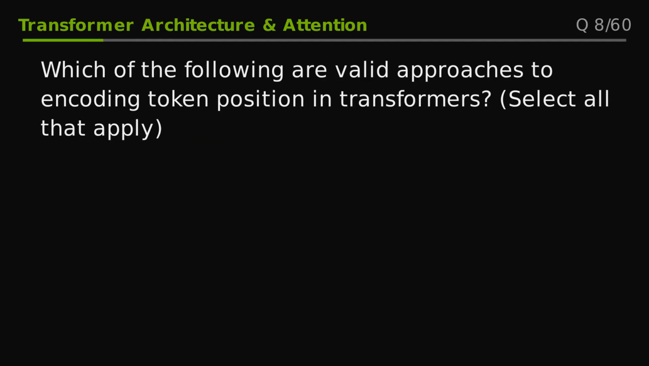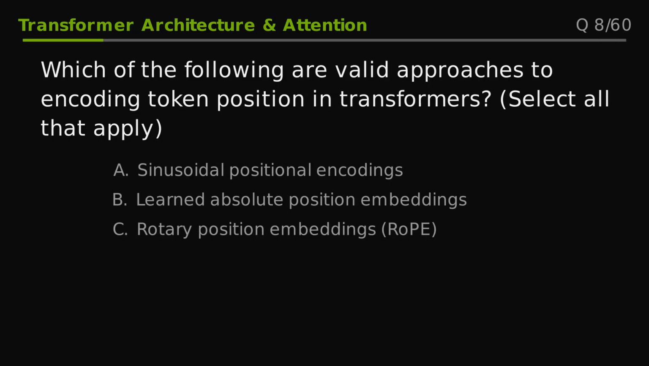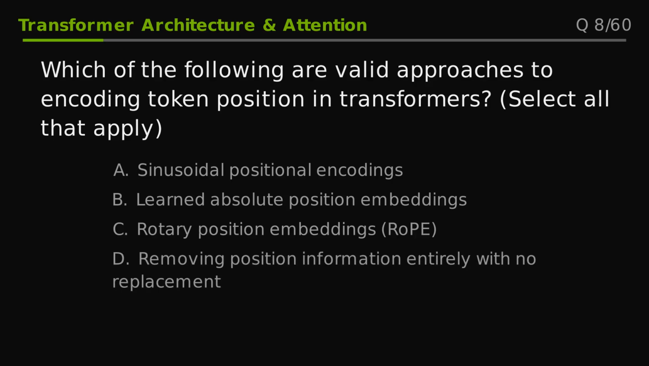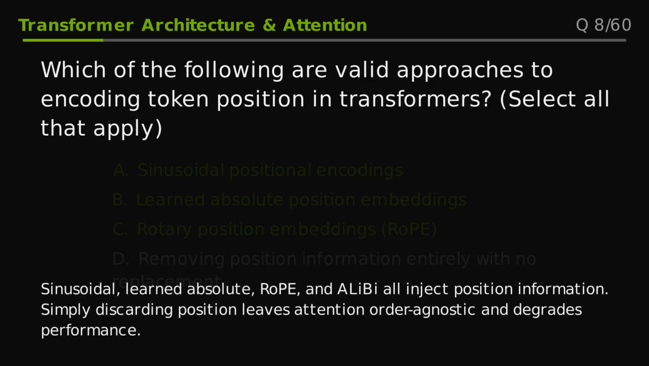Question 8. Which of the following are valid approaches to encoding token position in transformers? Select all that apply. Option A. Sinusoidal positional encodings. Option B. Learned absolute position embeddings. Option C. Rotary position embeddings. Option D. Removing position information entirely with no replacement. The correct answers are A, B, and C: sinusoidal, learned absolute, RoPE, and ALiBi all inject position information. Simply discarding position leaves attention order-agnostic and degrades performance.